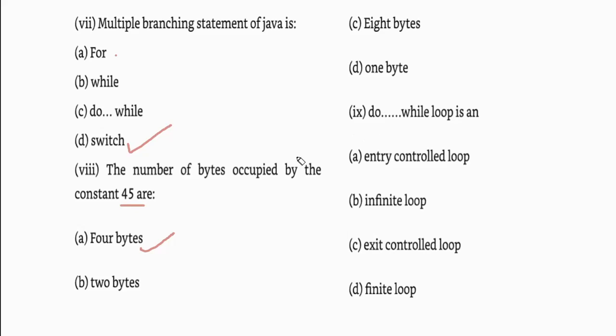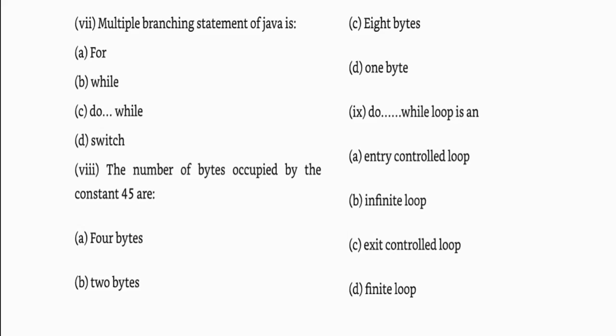Now do while loop is an entry control loop, infinite loop, exit control loop, finite loop. Now you know that in do while loop the condition is being checked at the end, right? So since the condition is being checked at the end, it's called an exit control loop, whereas the for and the while are the entry control loops. Let's move on to the next question. Before that, we'll clear the markings. Let's clear the marking and then we'll go to the next one.